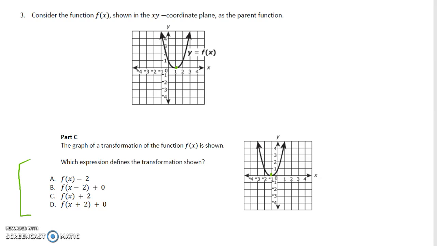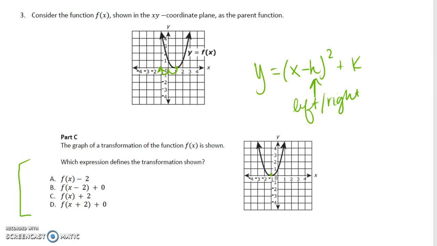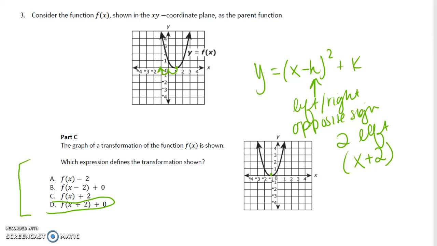All right, so the transformation that's occurred is it's actually moved 2 places to the left. So thinking back to that vertex form, h is the value that moves us either left or right. But remember, we have to think opposite sign. So if we're moving 2 to the left, instead of that being a -2, our h value is going to be a +2. So D would be our correct answer.